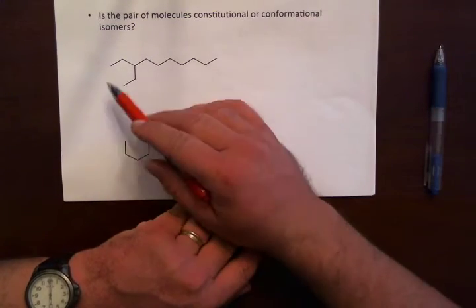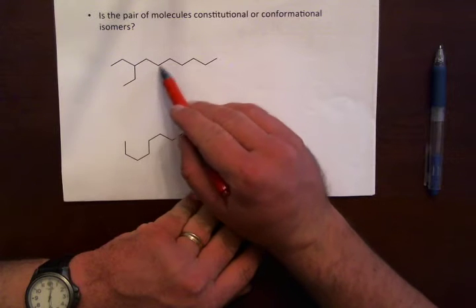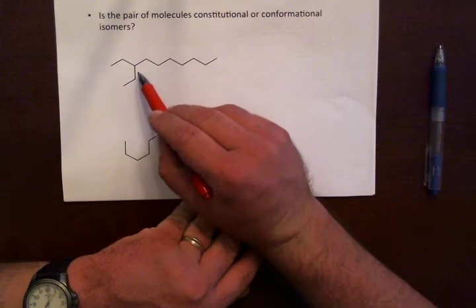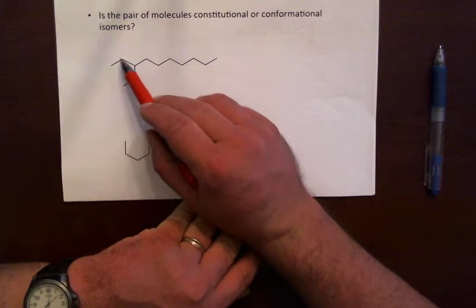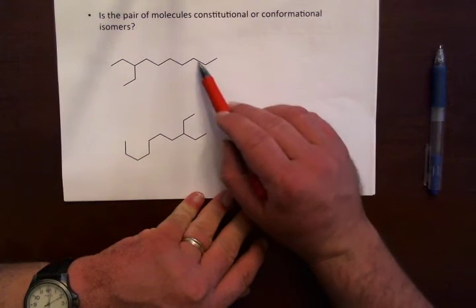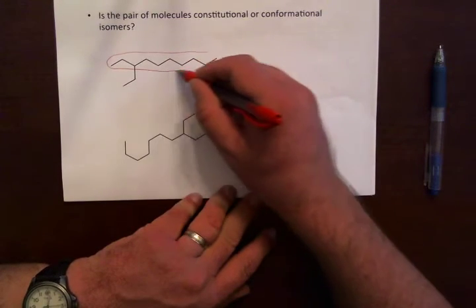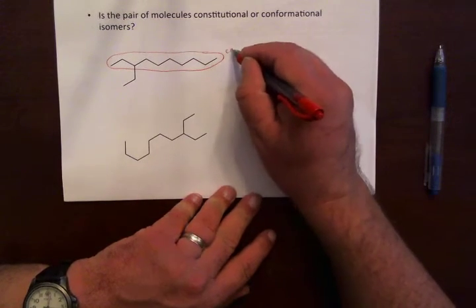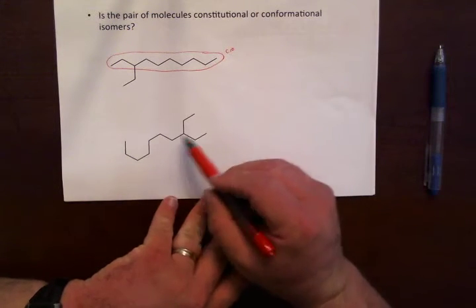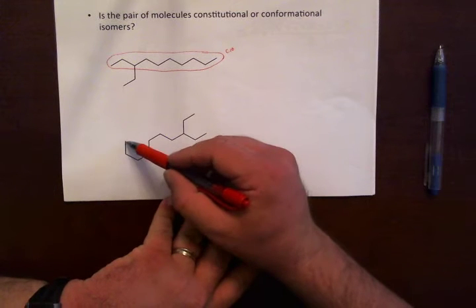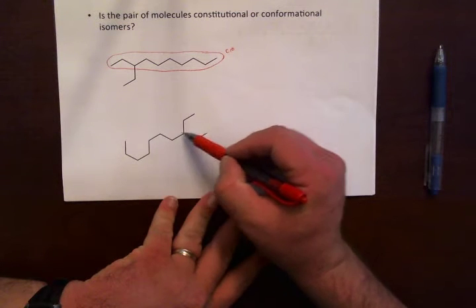So here we go. First things first, we have to find the longest chain. So it's 1, 2, 3, 4, 5, 6, 7, 8, 9, 10. Don't forget we can do it on the side chains too. It doesn't matter which one you get, but it's going to be C10. It also doesn't matter that it's all wiggly like this. So 1, 2, 3, 4, 5, 6, 7, 8, 9, 10, right?